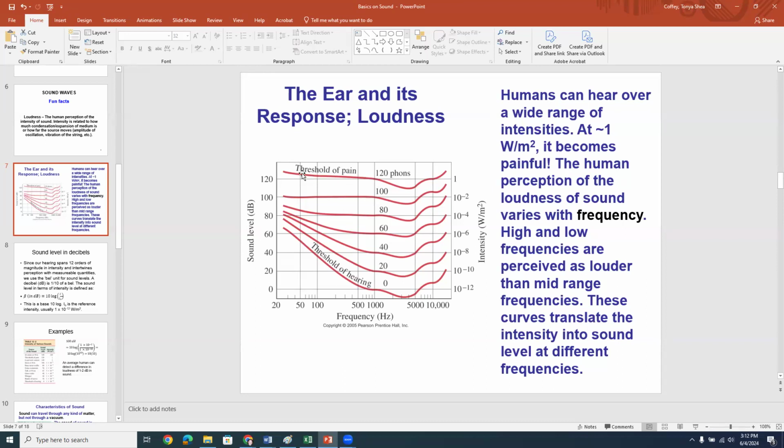Now, you'll notice here, there are these red lines on this plot, which plots the frequency on the horizontal axis versus the intensity on the vertical axis on the right-hand side.